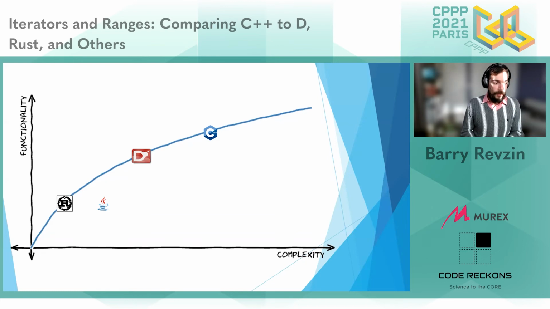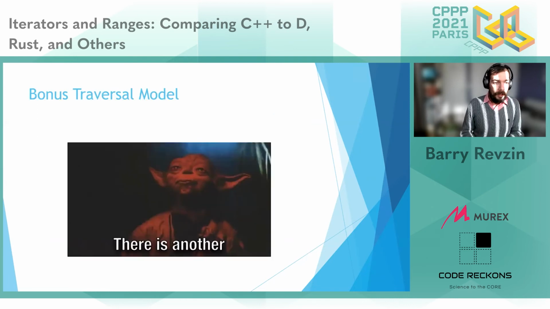So at this point is where the C++ Now talk came to an end, and this sort of ambivalent comparison between the three different languages, saying that they're all good in their own different ways and they have their trade-offs. But there is another traversal model that I think is important to talk about.